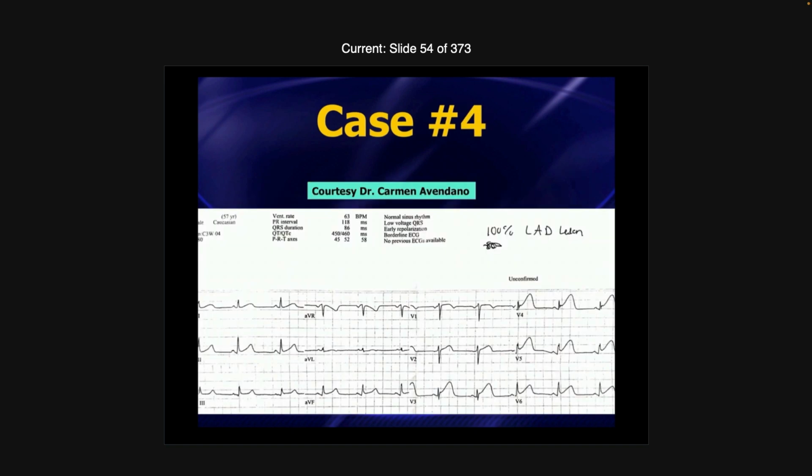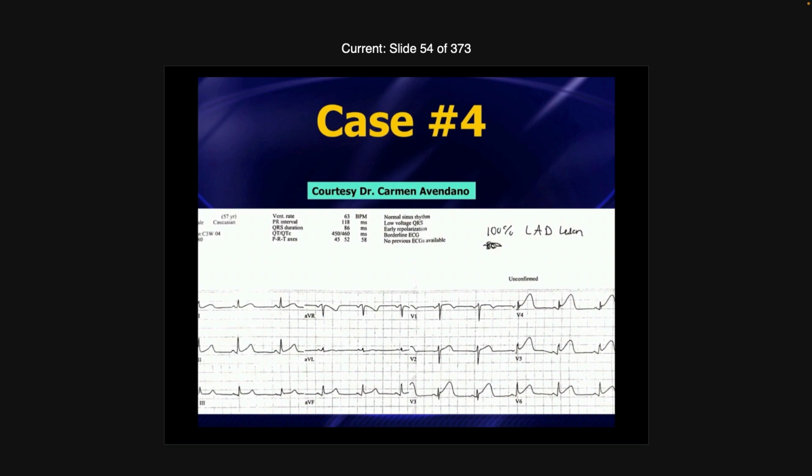I'll finish up with one more. This was sent to me by one of our senior emergency medicine pediatric residents, Dr. Carmen Avendano. She's heading back to the Midwest where she's from. It's just a fantastic senior resident. She just recently finished our residency program, so she's not a resident anymore, and she nailed this diagnosis. This is a patient that she was taking care of during her senior year of residency. A 57-year-old woman came in and was having some chest pain, and there's the 12 lead.